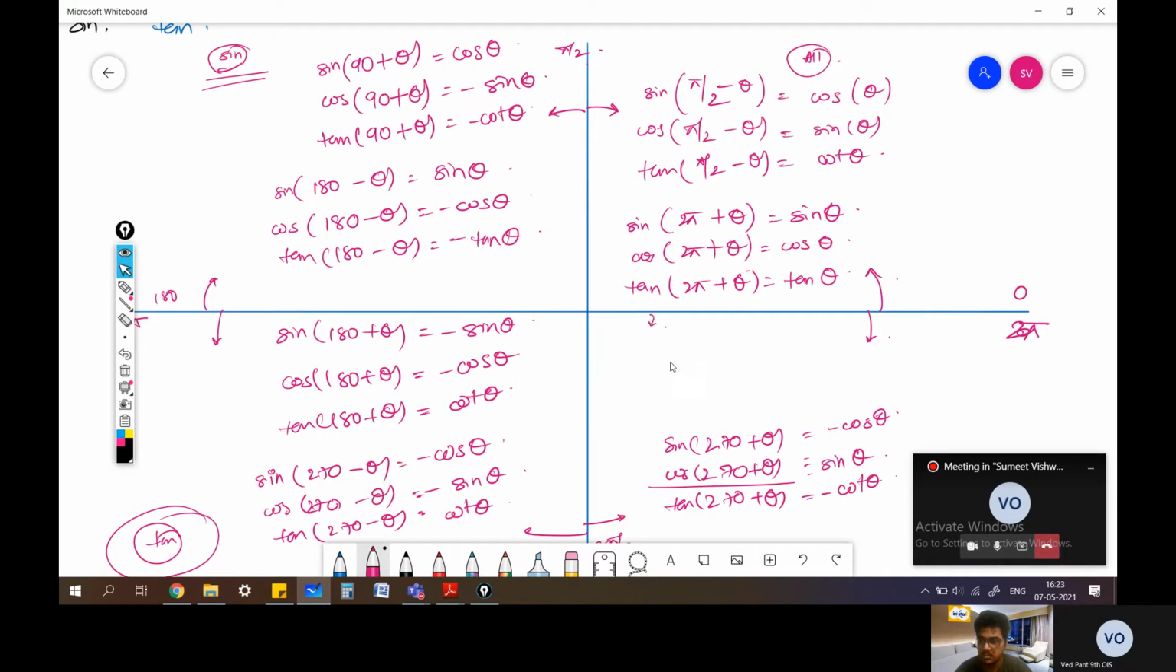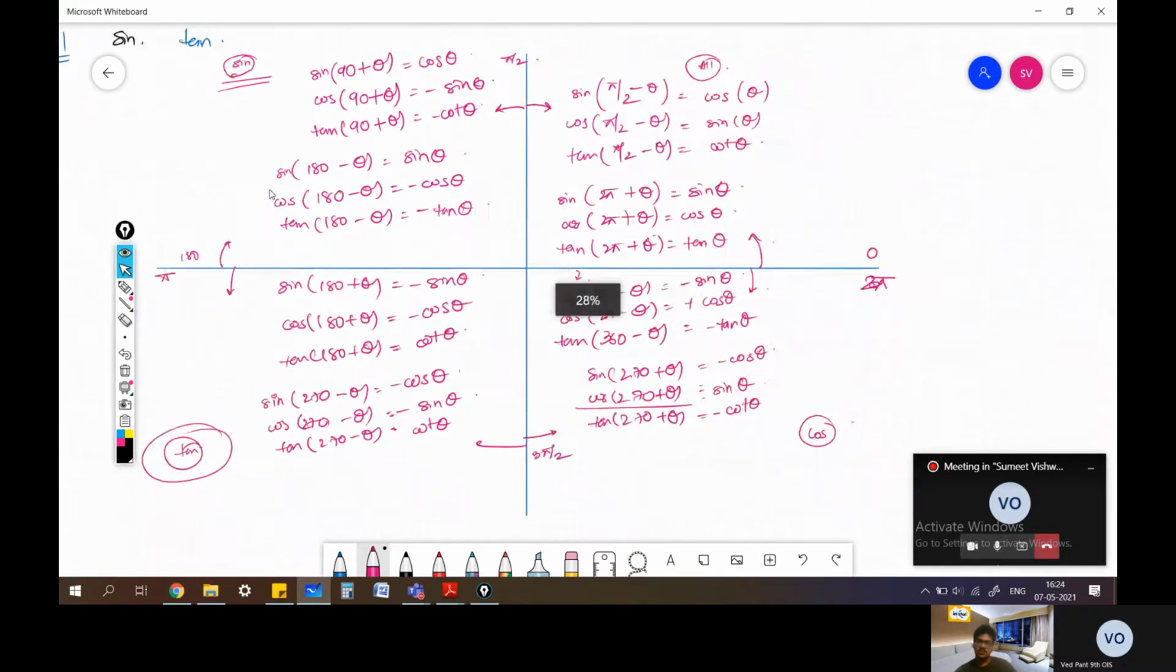Now from here to here, that means sine 2 pi minus theta, cos 2 pi minus theta, and tan, sorry, 2 pi I wrote, that is 360. Okay, that is 360 minus theta. So minus tan theta, this will become minus sin theta. No, no, there will be no change of function. The positive cos theta, and this will become negative sin theta. Understood?